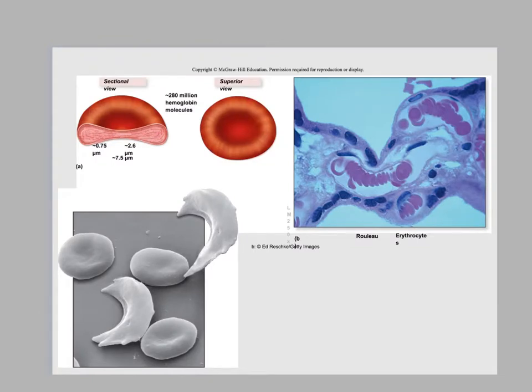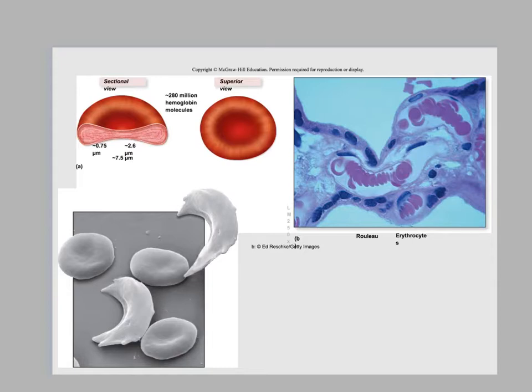Okay, here's another diagram showing you a sectional view, and it says right there, there's about 280 million hemoglobin molecules per red blood cell. You saw how many red blood cells were present in your blood smear this week in lab, right? How many of you have not had lab yet? Right, there's no Friday afternoon lab. Is there? I don't know. If so, that sucks. Okay?